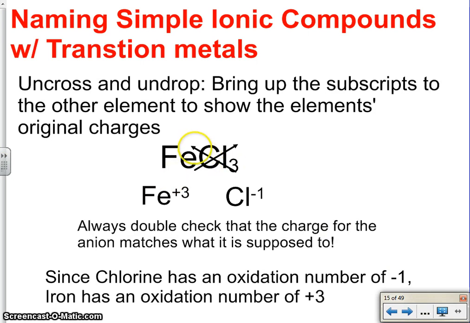Okay, so we bring up the 3, we bring up the 1. Iron is a +3 charge, chlorine is a -1 charge. Always double check because you need to make sure that's still true. Chlorine is supposed to be a -1, so iron must be a +3. So now we name this iron 3, and I put them in parentheses. You don't have to. I know Mr. Akins doesn't typically use the parentheses when he's writing these, so I do. It doesn't really matter. Neither way is right or wrong. It just depends on how you learn it. So iron 3 represents iron +3, and chlorine is still chloride.